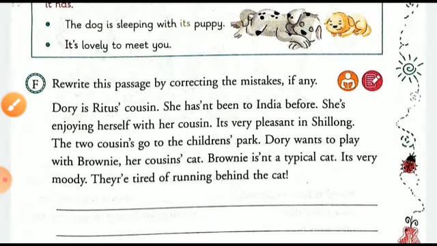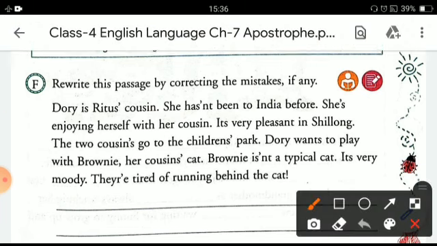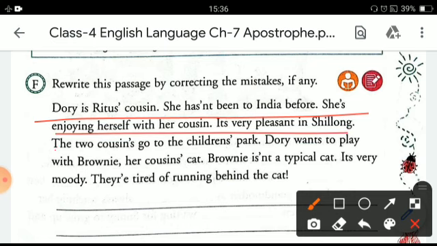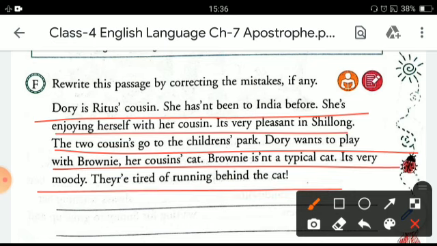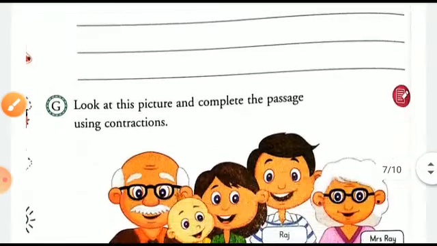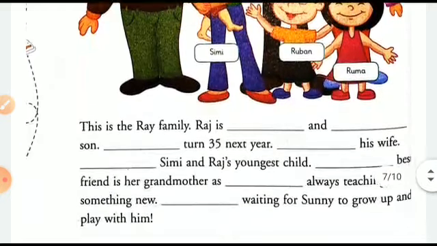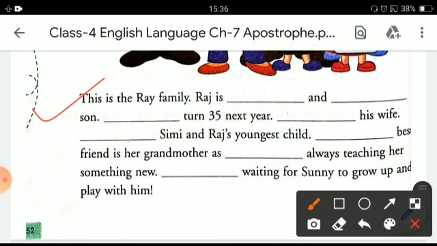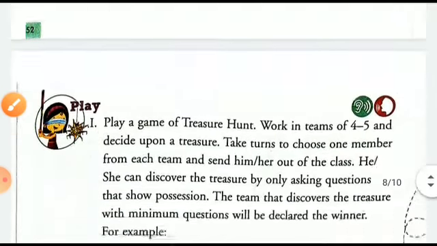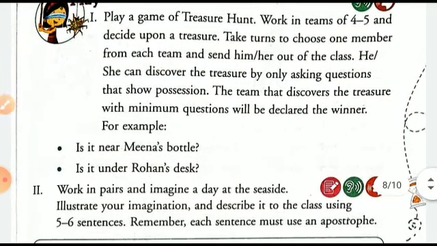Now rewrite this passage by correcting the mistakes, if any. Since you have learned very well about contractions and about using the apostrophe sign, you can very easily do this exercise on your own. So children, you'll be doing it on your own. Now look at this picture and complete the passage by using contractions. Again, this is for your exercise. This you'll be doing. Then here's a play. Again, this also you can do on your own, children.